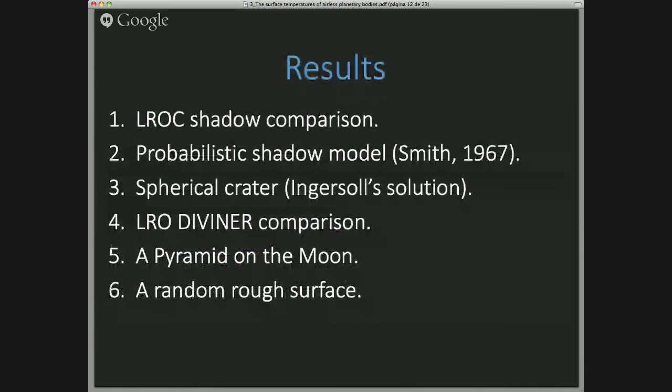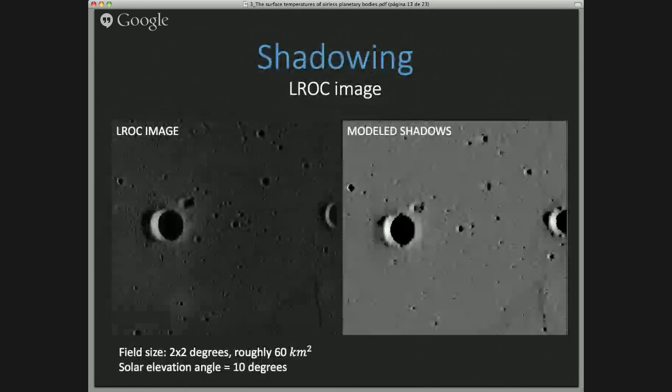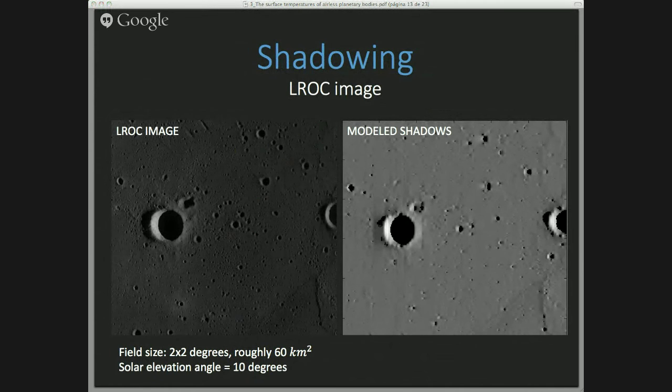LOLA is an instrument that sits on the LRO, the same orbiter that carries the Diviner Paul was mentioning earlier. We modeled the shadows on this area for this elevation angle, which is 10 degrees. This entire area is about 60 kilometers, 2 degrees on the equator. The same area was actually photographed by another instrument on the LRO, the LROC, the LRO camera.